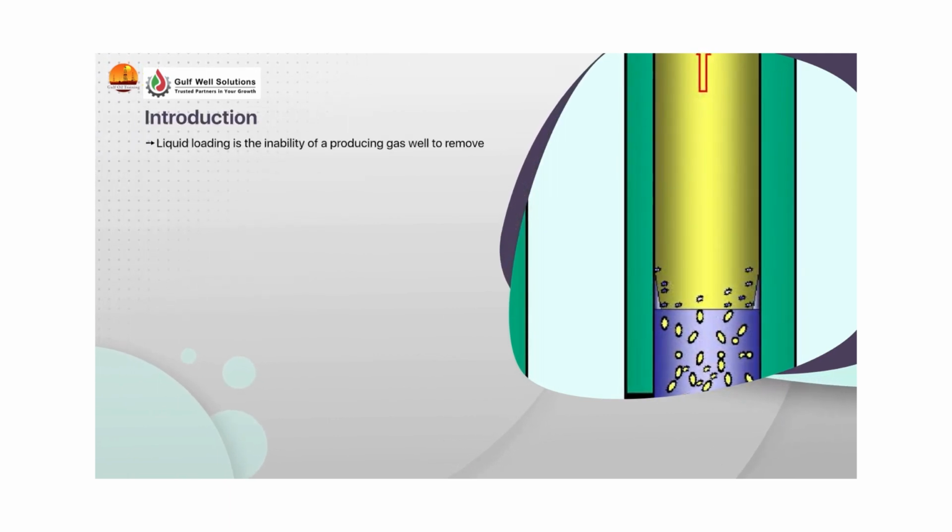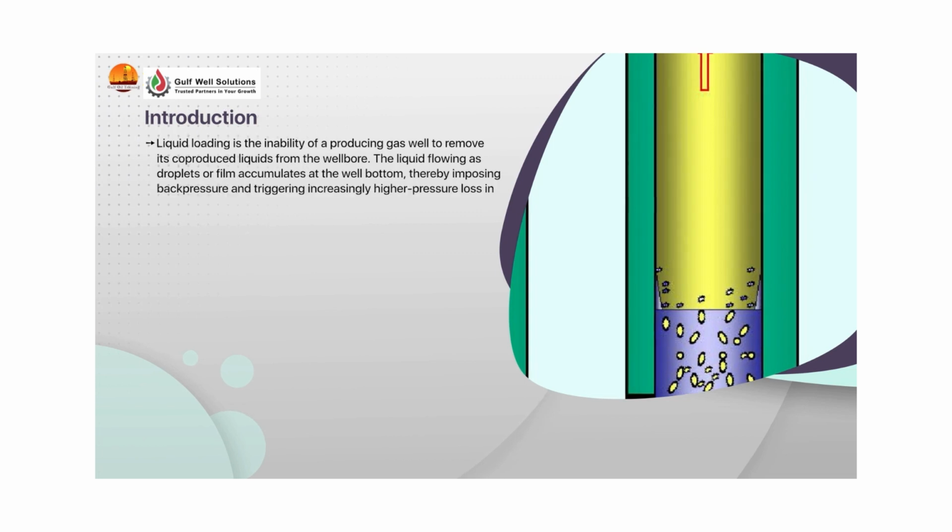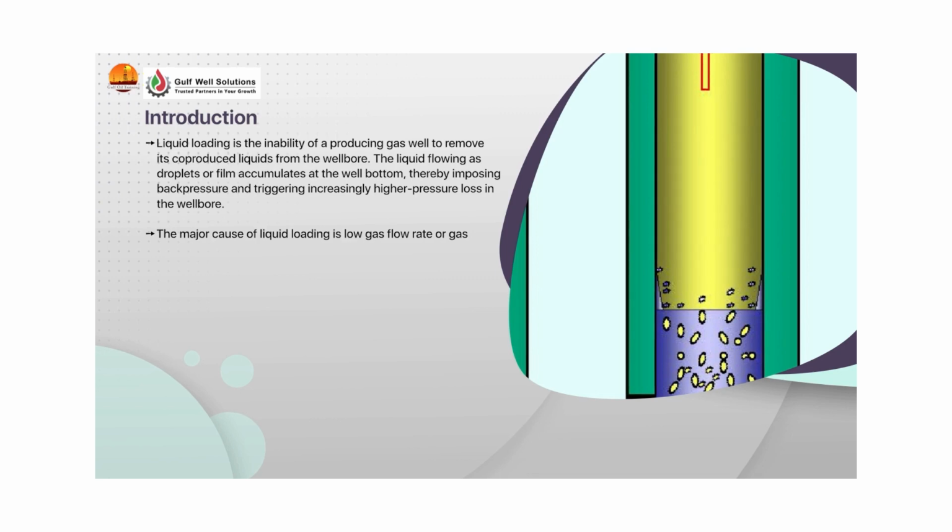Liquid loading is the inability of a producing gas well to remove its co-produced liquids from the wellbore. The liquid flowing as droplets or film accumulates at the well bottom, thereby imposing back pressure and triggering increasingly higher pressure loss in the wellbore. The major cause of liquid loading is low gas flow rate or gas velocity.